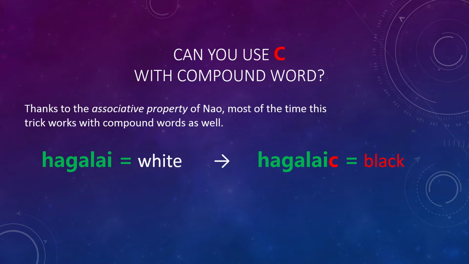So in this kind of case, when you're really 100% sure that there's only one possible answer to the opposite of the compound word, then you don't need to worry, just put a sh at the end. So hagalai means white, hagalaish means black.